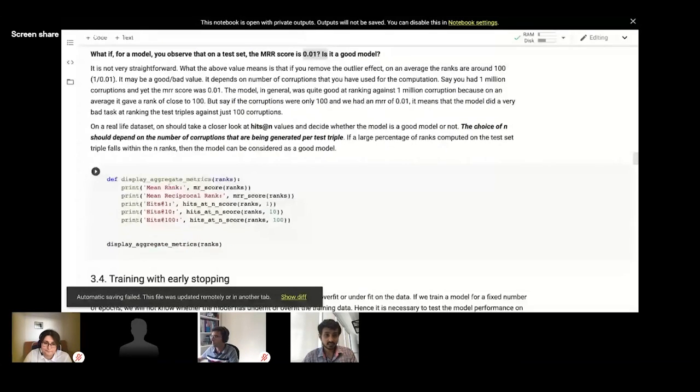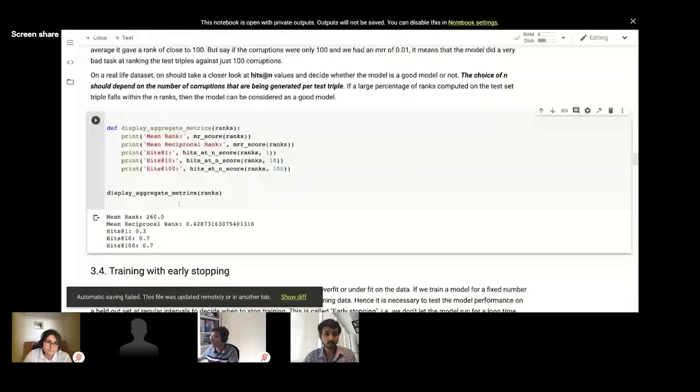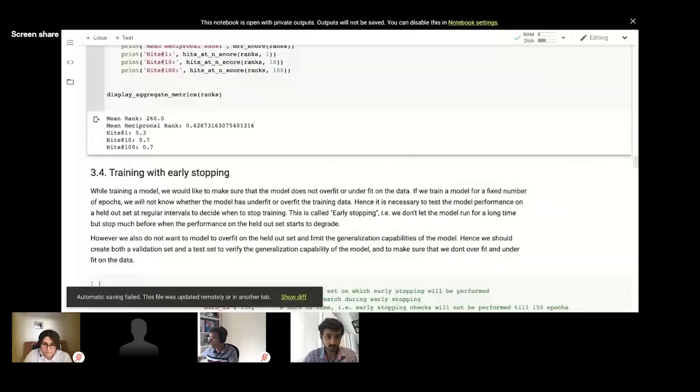So let's create a function which will print out the aggregate metrics like the MR, MRR, and hits at n score, which we'll use later as we move further in the tutorial.